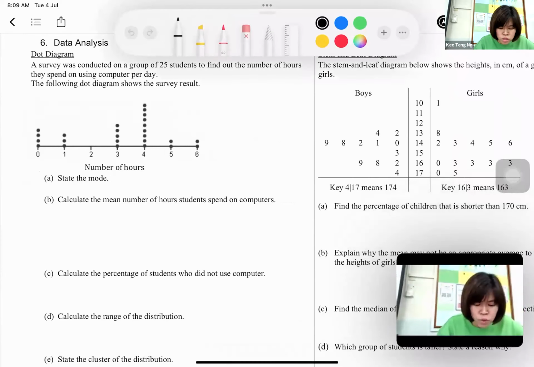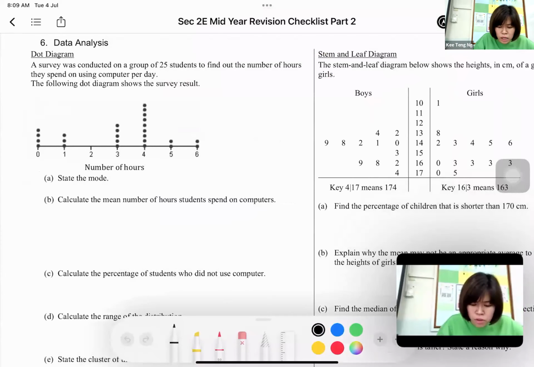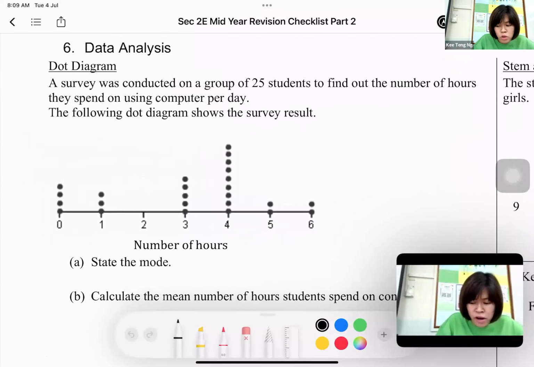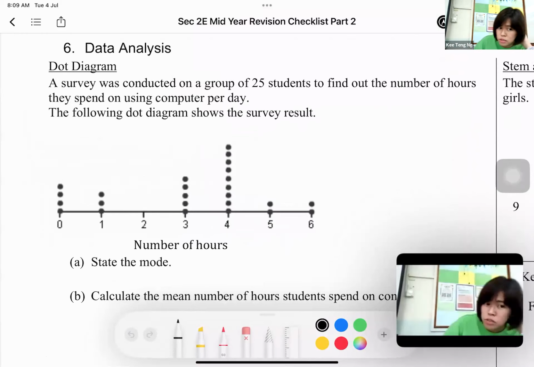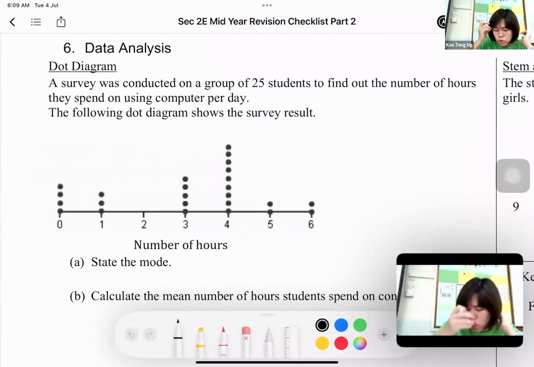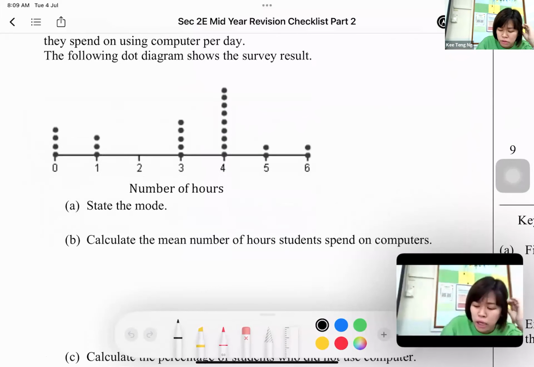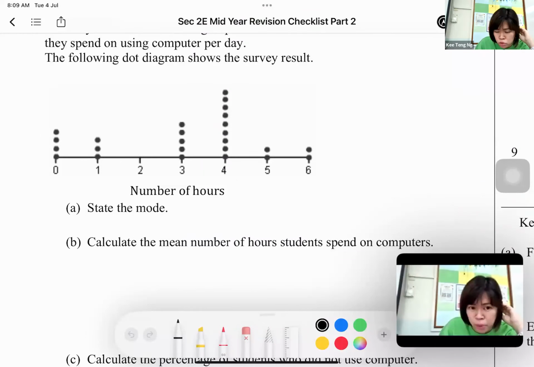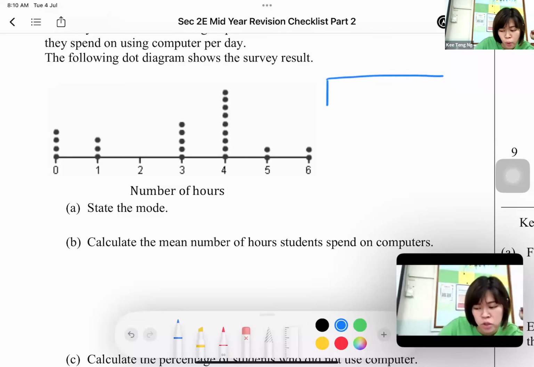For our very first question, a survey was conducted on a group of 25 students to find out the number of hours they spend on using the computer per day. This is the dot diagram that shows the survey results. When we look at the dot diagram, we should know that we are able to represent this in a table of values as well.